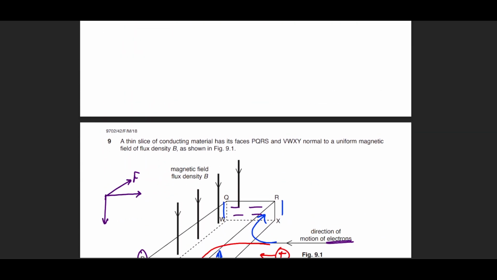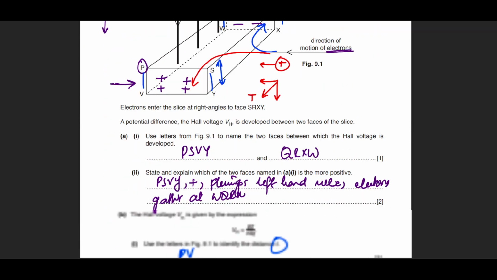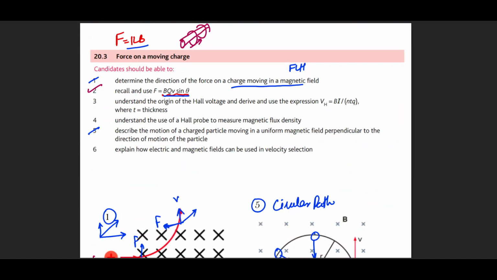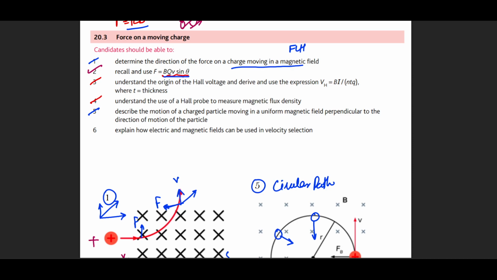Okay, and you can check out this question. This is from February-March 2018. This is a repeated question, that's why I've included it in the lesson. The last topic of this chapter, we have done point number 4, we've done point number 3, we are now looking at velocity selection, or the velocity selector.